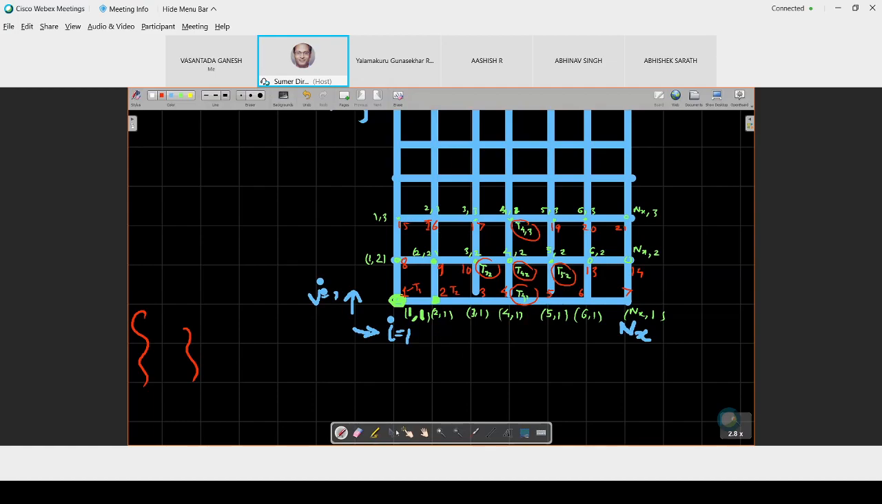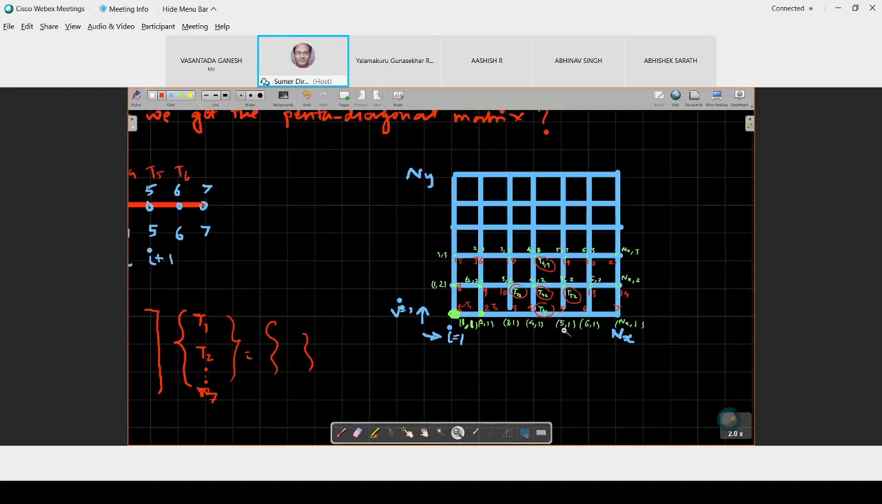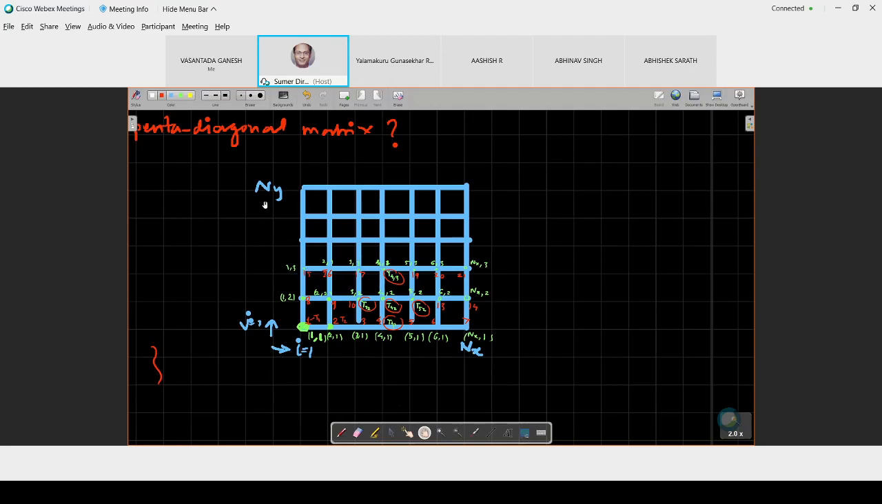So how can I do this? Suppose I say the single index notation is L, L representing this 1, 2, 3, 4. Then I can express it in terms of this: L equals I plus nx times j minus 1.